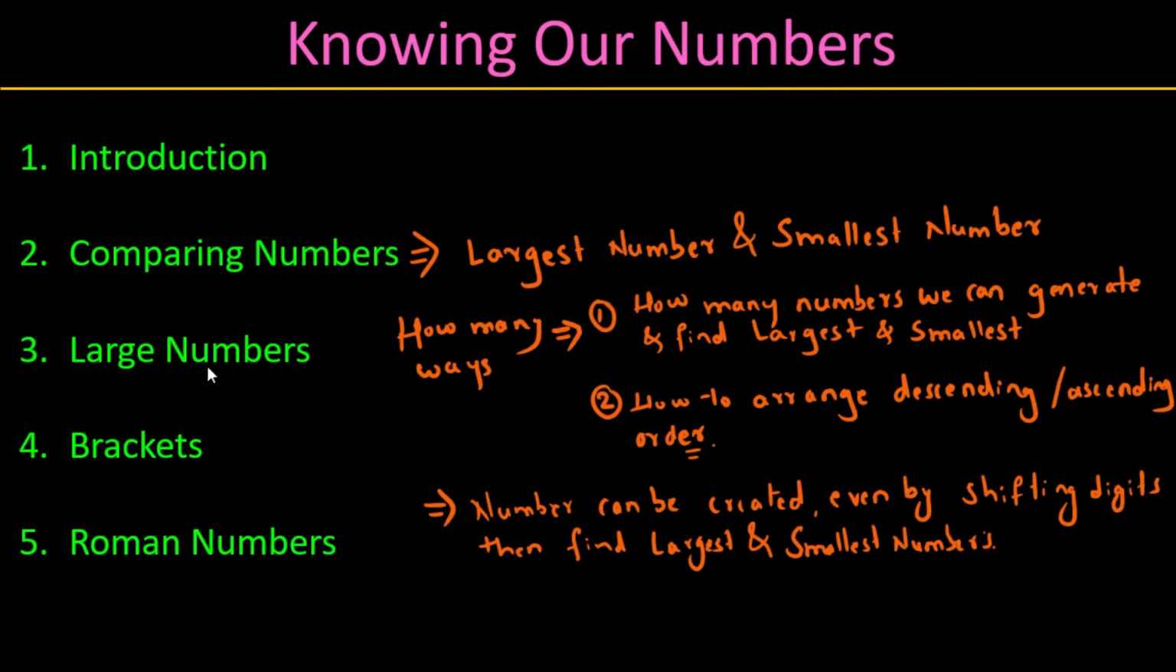So far, we understood the largest number and the smallest number, and how to find them from the given four-digit numbers. We also understood the different ways to find the largest and smallest by generating numbers from a given set of digits. That is also what we learnt, and using the concept of largest and smallest, we are able to arrange the numbers in ascending as well as descending order.